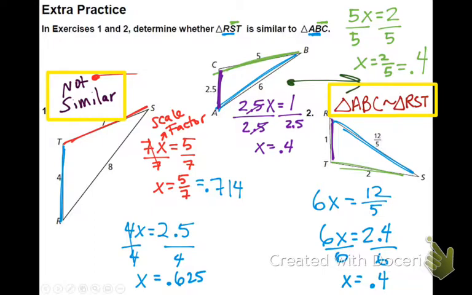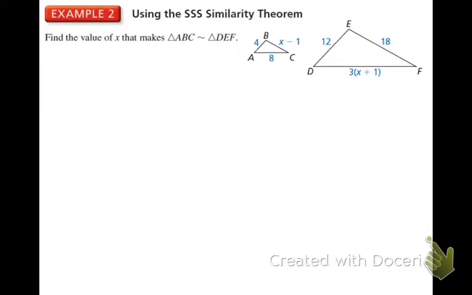Okay, we have one more to do together, and then we'll stop for the day. This one is new, but not new. This next problem: find the value of x that makes triangle ABC similar to DEF. I even saw my honor students try to do this. What does BC correspond with on the other triangle? EF, right?